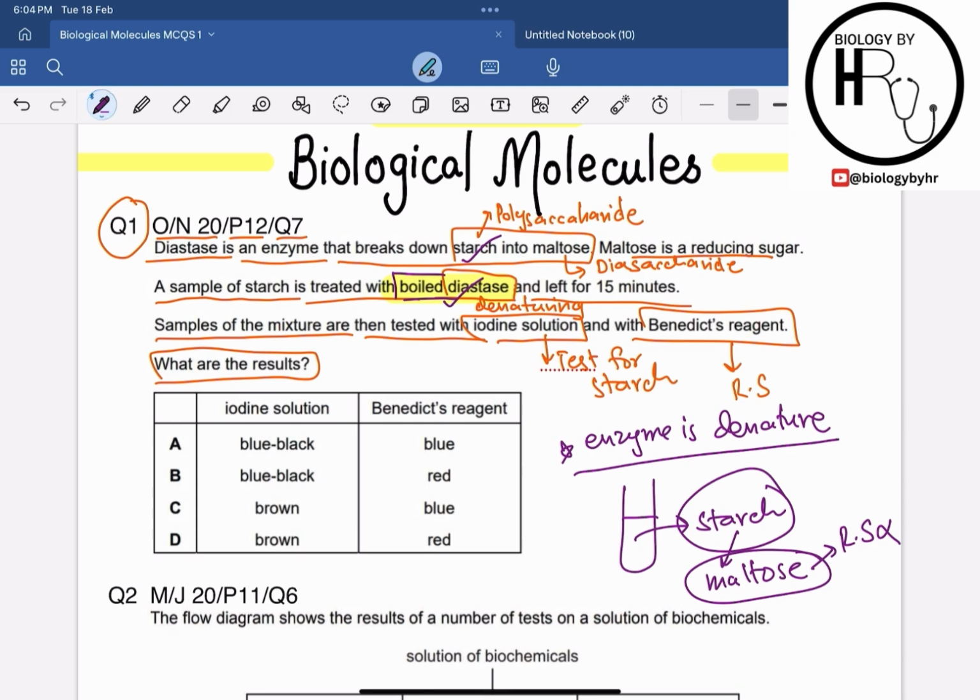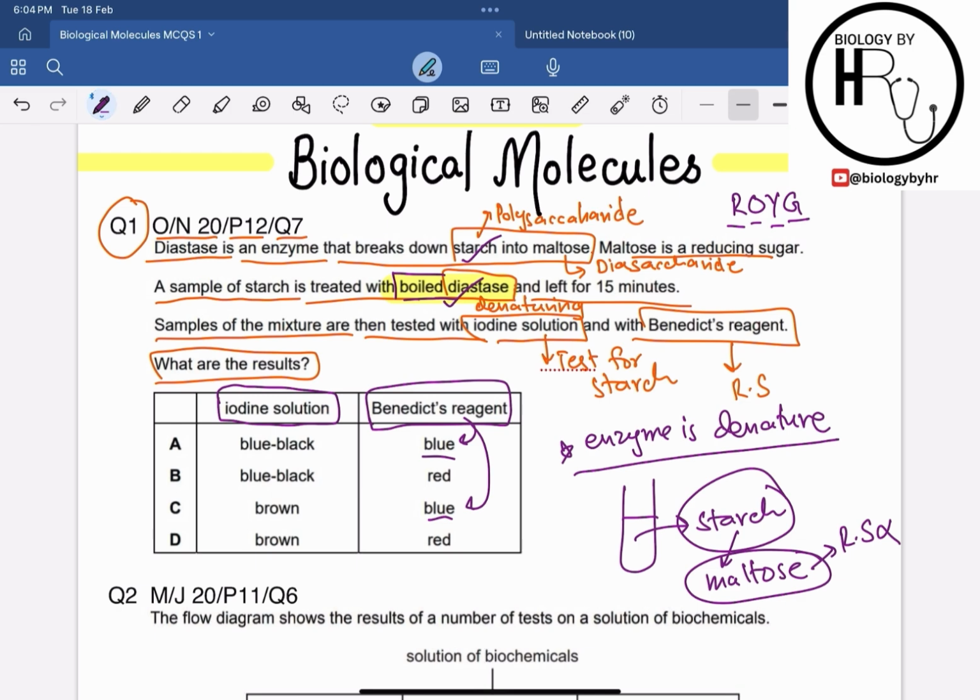So Benedict's reagent will remain blue because the original color for the Benedict's reagent is blue, and then as the reducing sugar is detected, its color changes to green, yellow, orange or red depending upon the intensity of the reducing sugars, right? Iodine solution, we know, will turn blue black if the starch is present, and if the starch is not present, it will turn yellow brown, right?